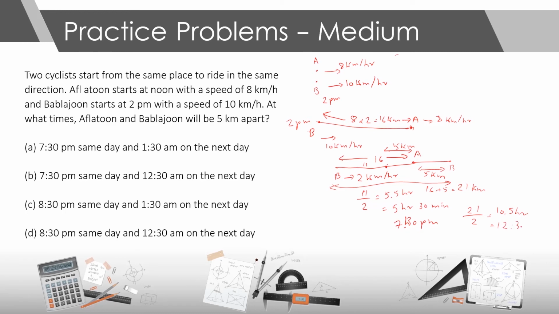of the next day. So 7:30 p.m. of same day and 12:30 a.m. of the next day. Option B. You can see that if we use the concept of relative speed, the question becomes much easier and we can quickly find out the time when they will meet or when there is a certain amount of distance between them.